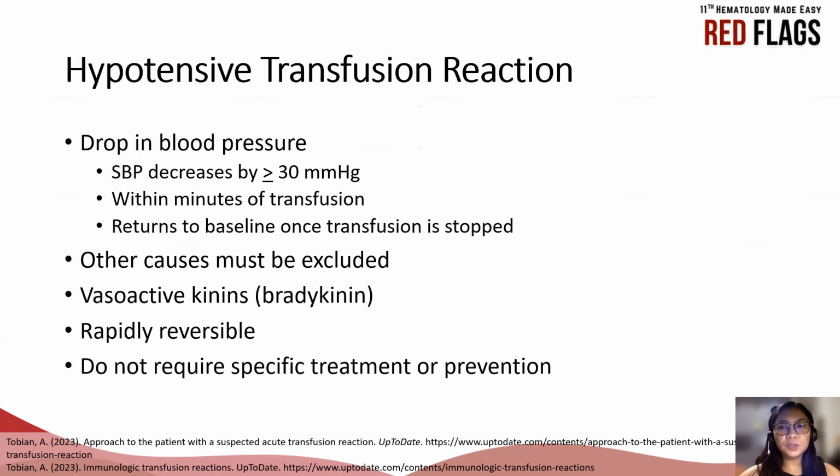Other types of transfusion reactions associated with hypotension, such as acute hemolytic reaction, transfusion related acute lung injury, sepsis, and anaphylaxis or other underlying diseases, must be excluded before a diagnosis of primary hypotensive reaction is made. The mechanism is thought to involve vasoactive kinins such as bradykinin. The reactions are rapidly reversible and generally do not require specific treatment or prevention, except for possible avoidance of ACE inhibitors prior to planned transfusion or apheresis. Hypotensive reactions are rare transfusion reactions.